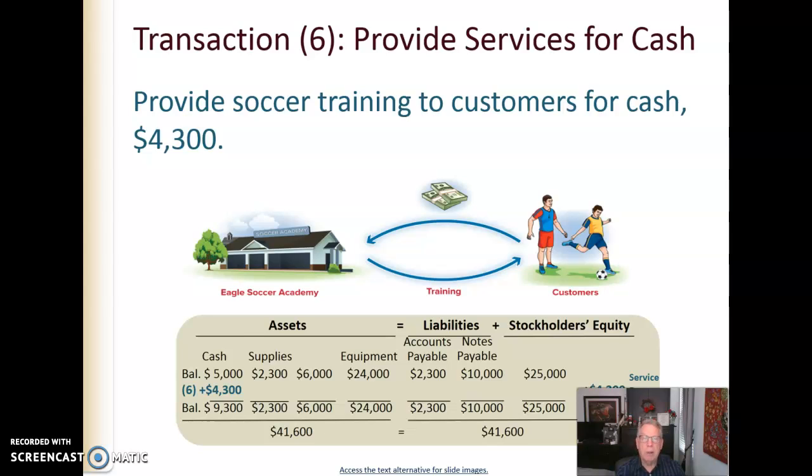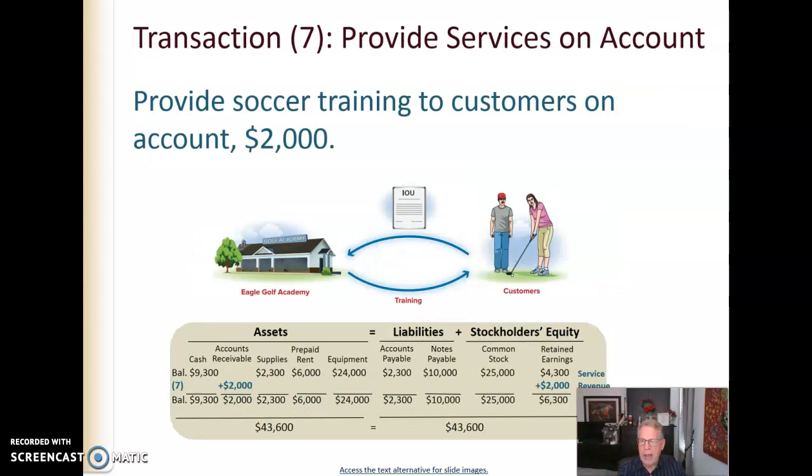This seems like a good place to stop for right now. And when we return in video 2, we'll start with transaction 7.